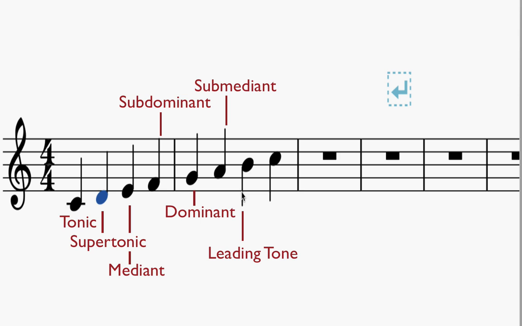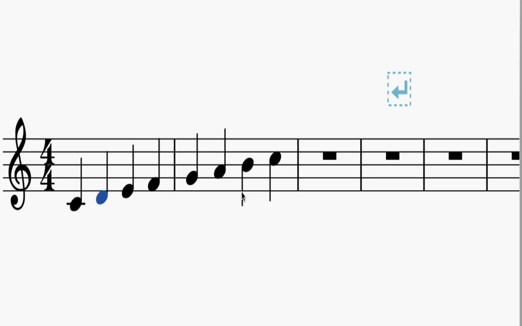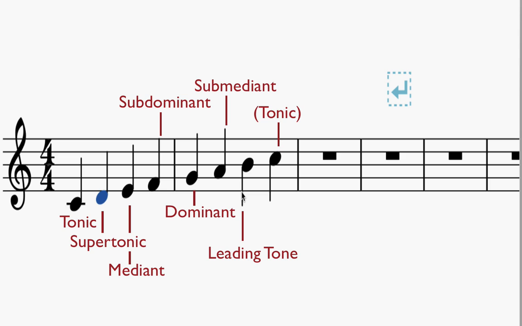So to review that one more time. From low to high: tonic, supertonic, mediant, subdominant, dominant, submediant, leading tone, and then tonic again. Now let's talk a little bit more about the tendency of these notes, where they feel like they want to lead when we're in a major key.